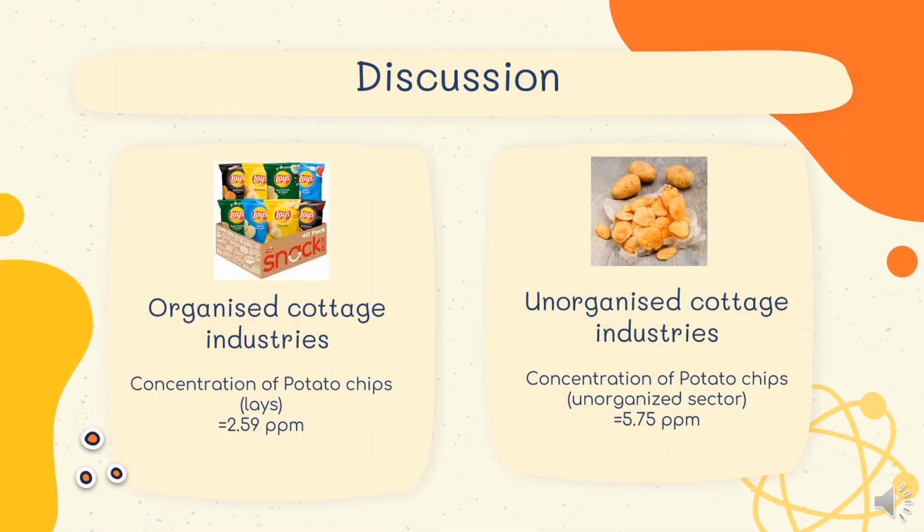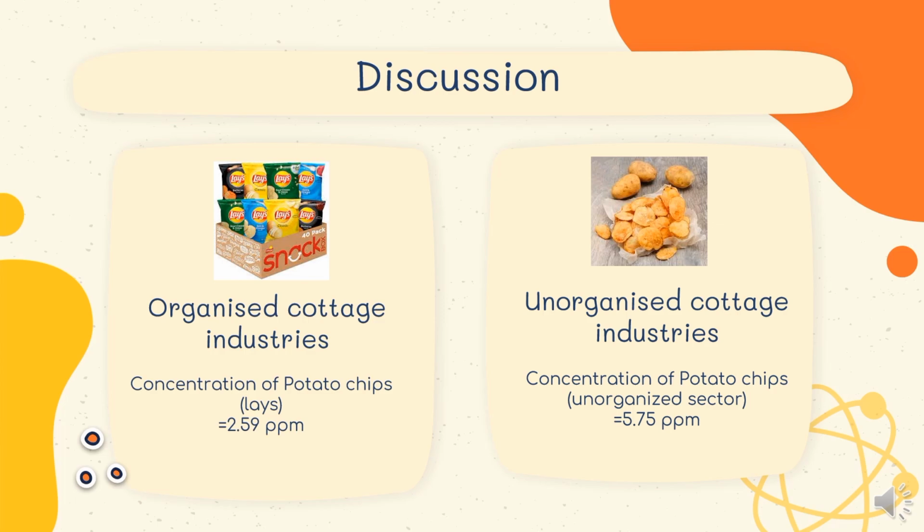So there are two types of potato chip, which come from organized cottage industries and also from unorganized cottage industries. For organized cottage industries, the concentration of acrylamide in the potato chips, which is Lay's, is 2.59 ppm, while the concentration of acrylamide in the unorganized cottage industries is higher, which is 5.75 ppm, which shows that unorganized cottage industries produce chips with a higher amount of acrylamide, which is not good.